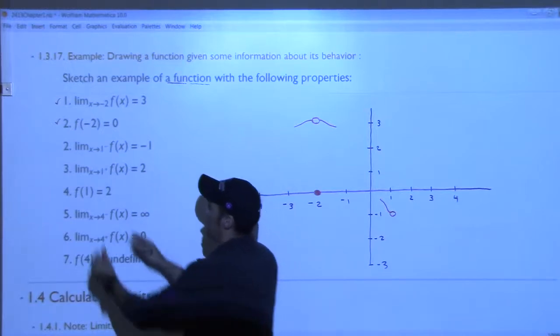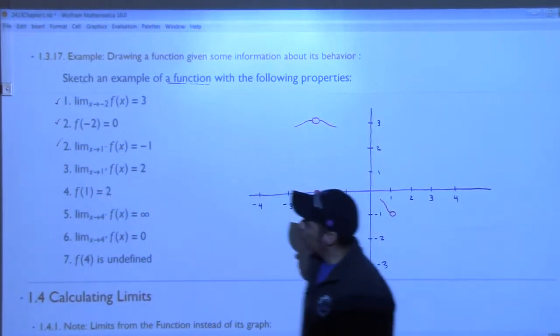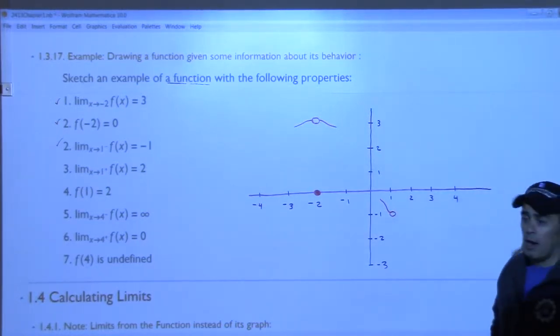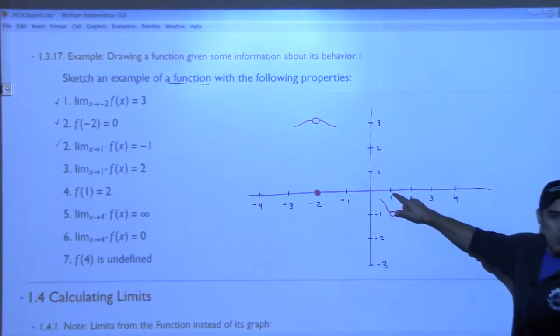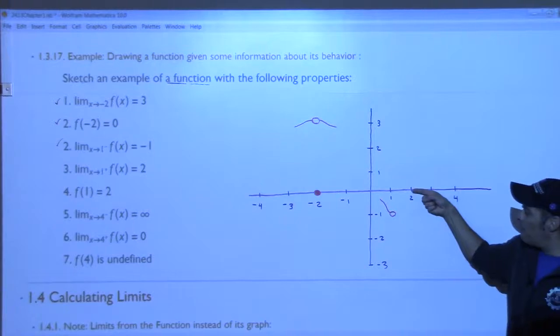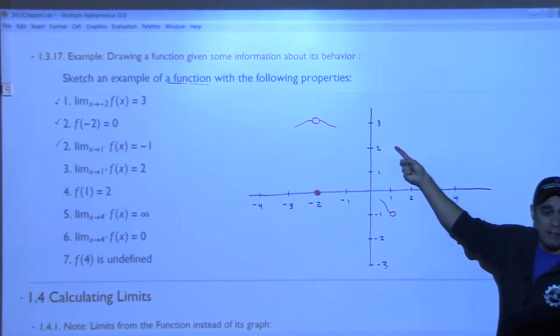How about this next condition? We've done this one. So what is this saying? As the function is approaching 1 from the right, f(x) is approaching 2, right? We just approached 1 from the left to do the last one. Now we need to approach 1 from the right, but now my function should be heading up towards 2 instead.